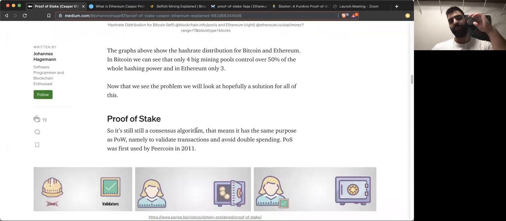Okay, so that's where proof of stake comes in, which is an alternative to proof of work. Again, it's a consensus algorithm, so it has the same purpose as proof of work: to validate transactions and to avoid double spending, right?